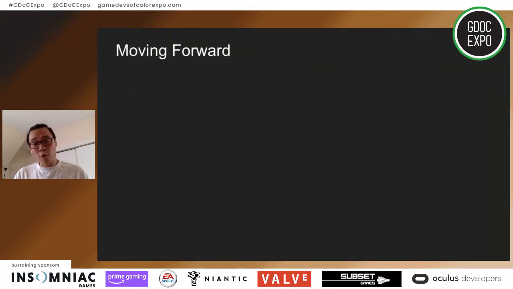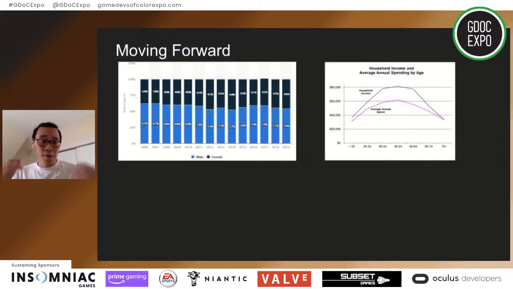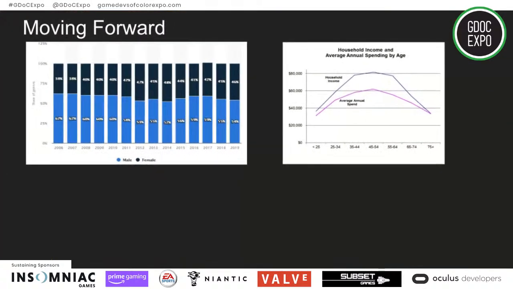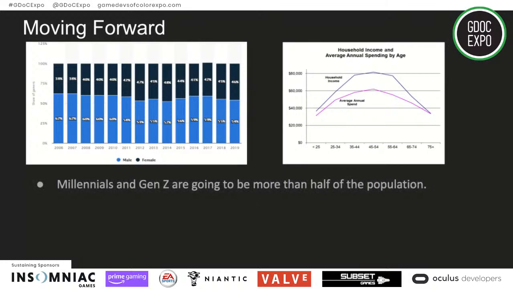Moving forward, this is important because I'm going to show you two graphs that are really going to sum up a lot of it. First one on the left, you're going to see that there are a lot more women gamers coming into the market. Between 2006 and 2019, you're going to see about a 10% increase in the market split between male and female. And then for the average household income and spending and age, millennials like me and Gen Z are going to be more than half the population coming up.